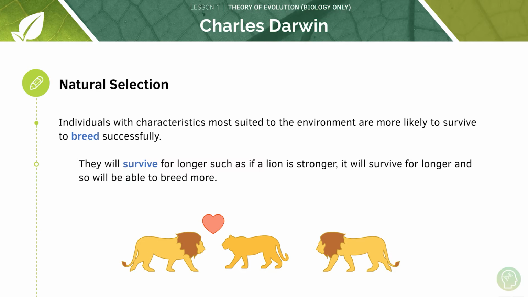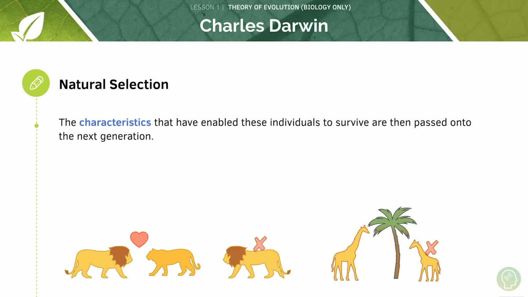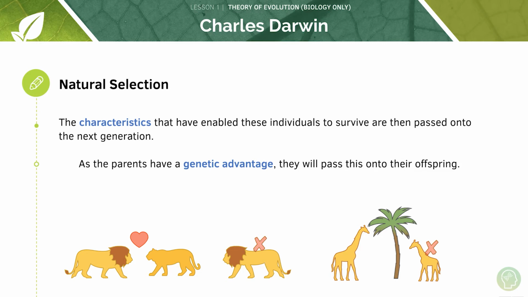So giraffes with characteristics such as long necks that are more suited to the environment, for example when there is a shortage of leaves on a tree, might be more likely to survive to breed successfully, and the characteristics that have enabled these individuals to survive are then passed on to the next generation. Because the parents have a genetic advantage, they will pass this on to their offspring. This will allow them also to survive for longer to reproduce.